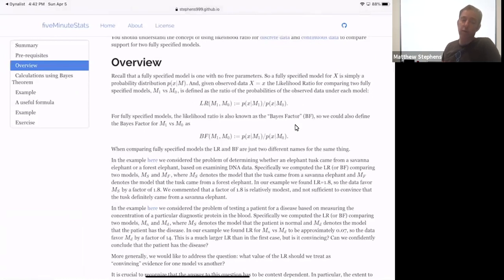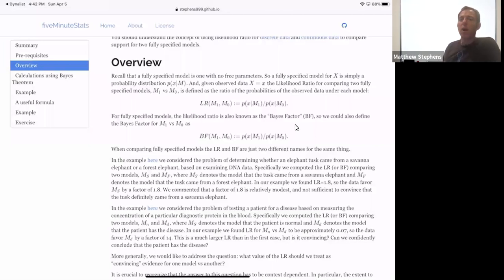So remember, we saw two examples. One where we looked at classifying a tusk as coming from a forest elephant or a savanna elephant, and we put together two models and computed a likelihood ratio for some data, and we came up with a likelihood ratio of 1.8 in favor of the tusk coming from a savanna elephant. And then in the second example, we tried to classify an individual as being diseased or normal, and we had two models for levels of a protein in the blood, and we computed a likelihood ratio. In that case, the likelihood ratio was 14 to 1 in favor of the diseased case.